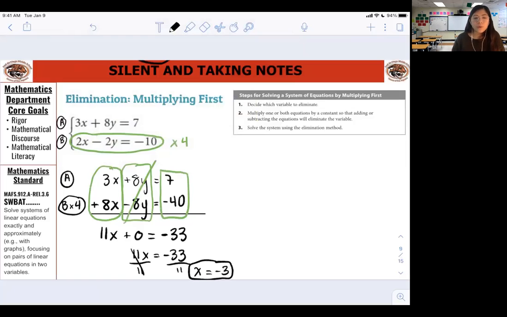Okay. So with elimination, this is what most of your problems are going to look like. Most of the time, you're not going to have opposites. So you need to create opposites by multiplying first. How do we feel about that? Do I have any questions as I continue on?